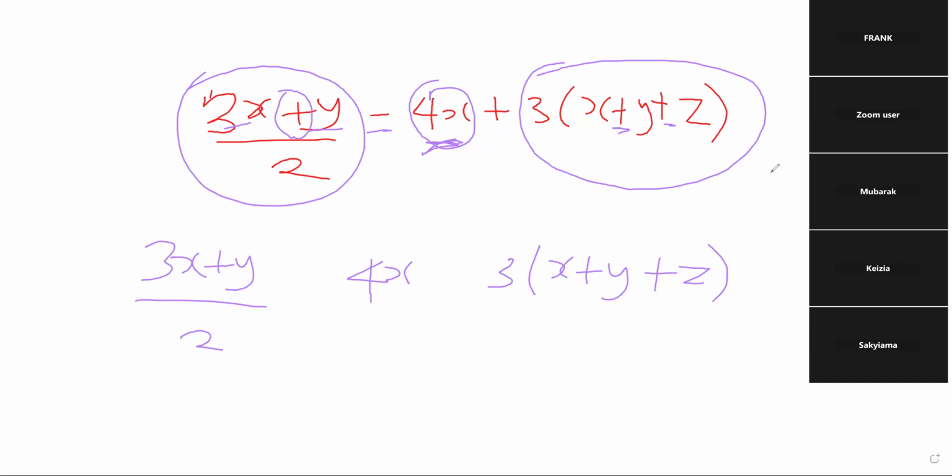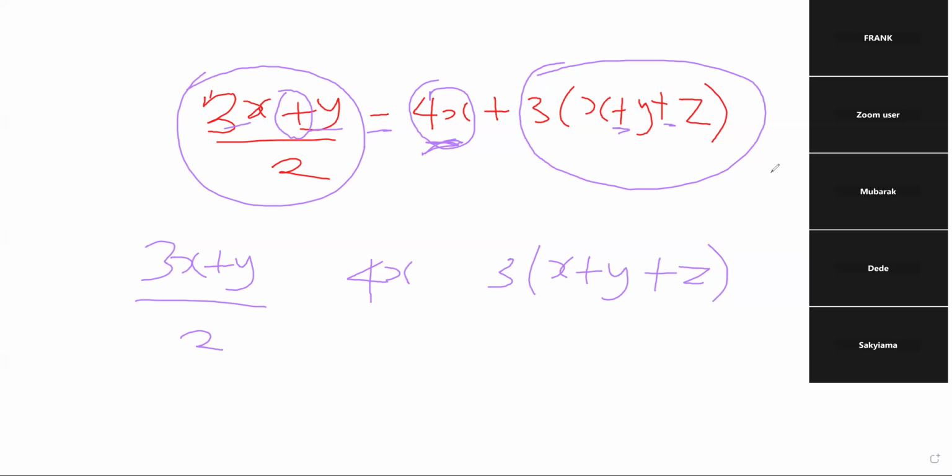Any question so far? So the next one, you are going to tell me how many terms we have in this expression.